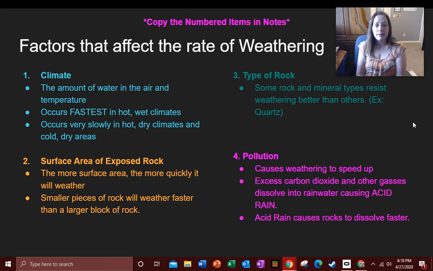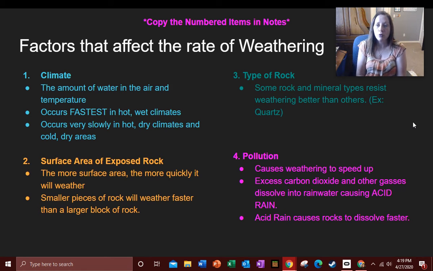Okay. The number two thing, so you don't have to copy all the bullets, but just make sure you write down these factors. So climate, number one. Number two, surface area of exposed rock. So what does that mean?